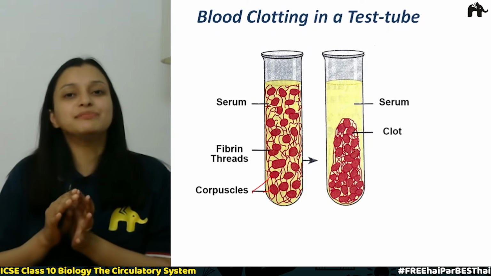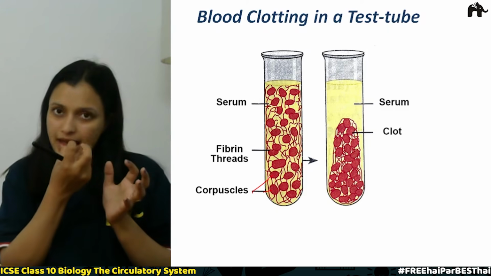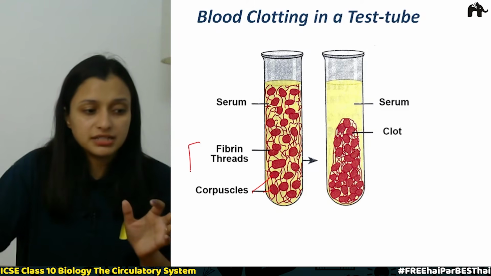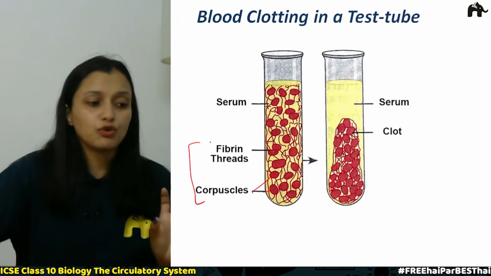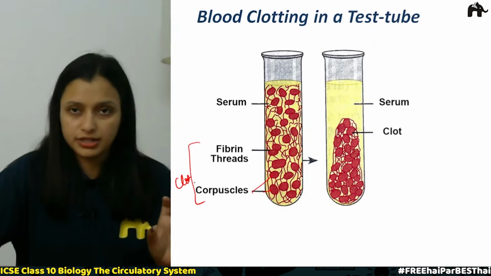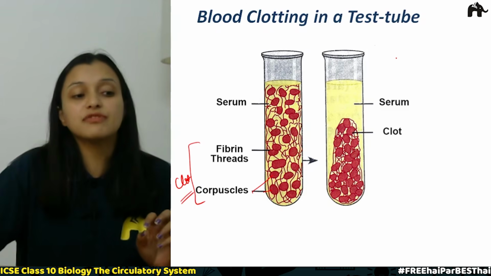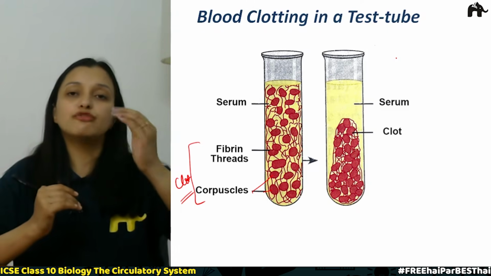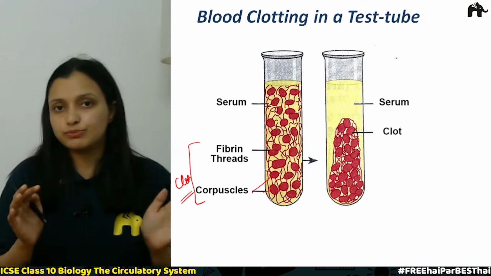After some time, the blood cells and these fibrin threads will form a clot. They will form a clot, right? And the rest, the serum, will get separated. So the clot will settle down and the yellowish colored fluid, the serum, will get separated from the clot.